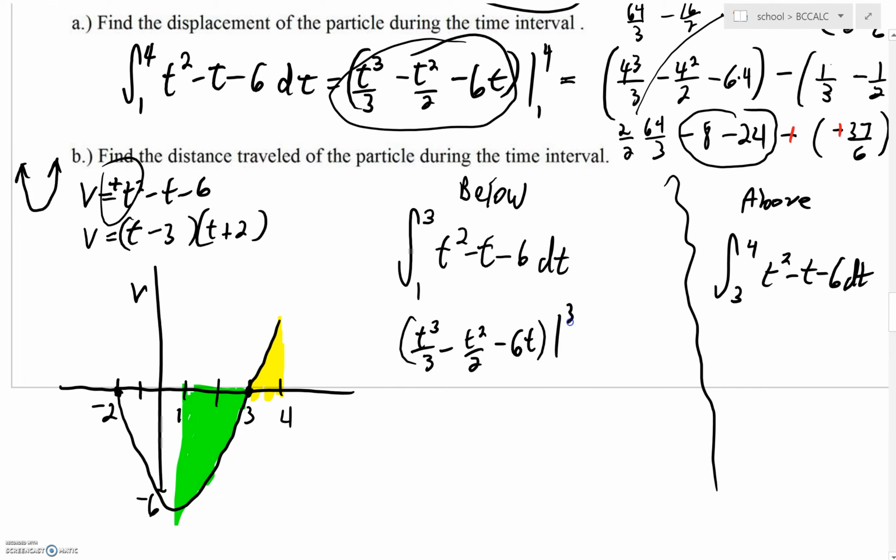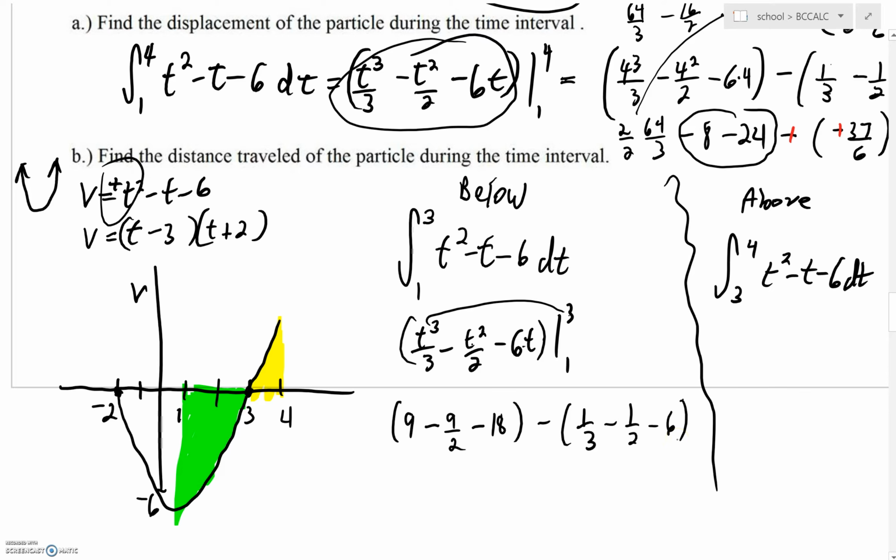I'm going to use the fundamental theorem and plug in a 3. 3 cubed is 27, and 27 divided by 3 is 9. Plug in a 3 here. 3 squared is 9. I'd get 9 over 2. And then 6 times 3 is 18. But then I'm going to minus the 1 cubed over 3. That's 1/3. I plug in the 1. I get minus 1/2. And then we've got our 6 times 1.